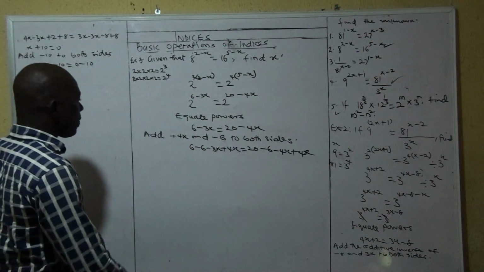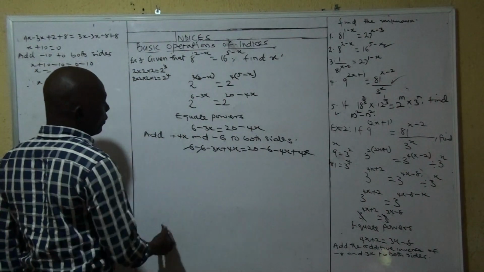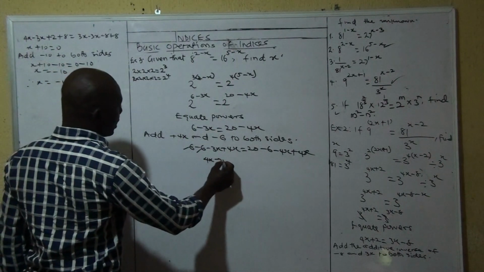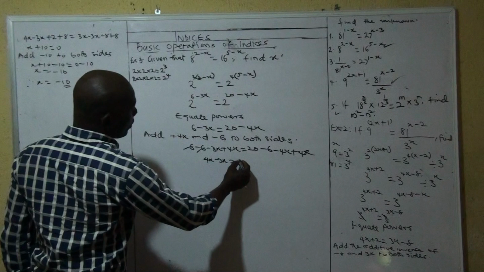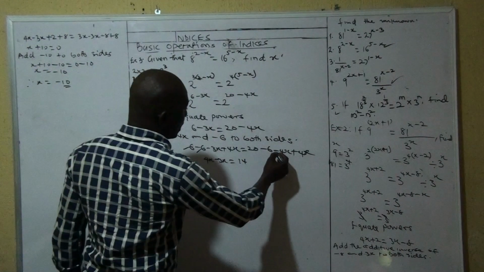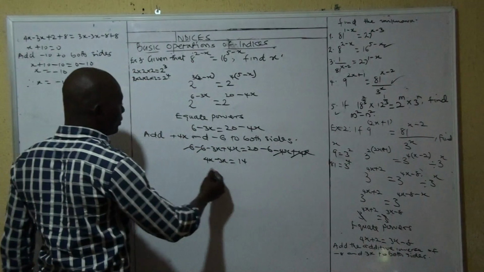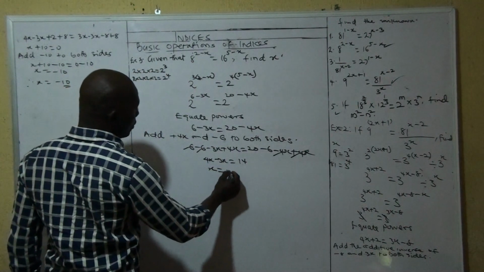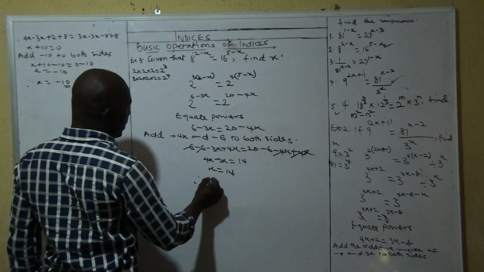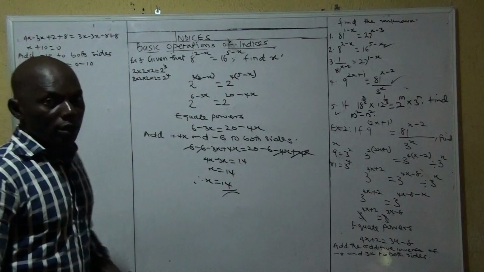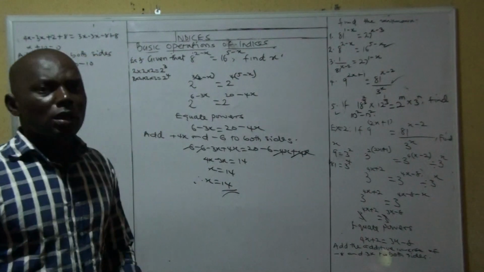See that 6 and 6, they cancel out here. Minus 3x plus 4x, like I was saying, 4x minus 3x. 20 minus 6 is 14. These cancel out. And 4x minus 3x will give us x. x is equal to what? 14. So therefore x is 14. So this one we stop.